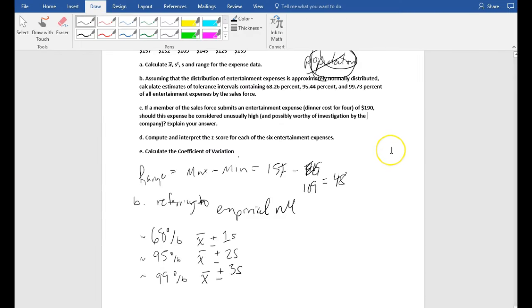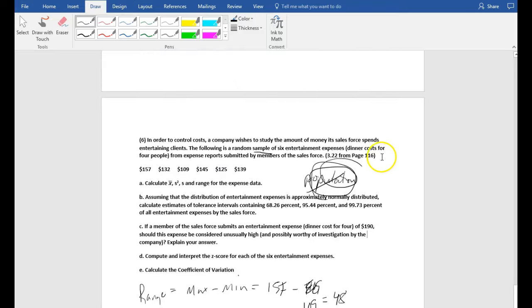I believe that is it, right? So E, calculate the coefficient of variation. That's that.